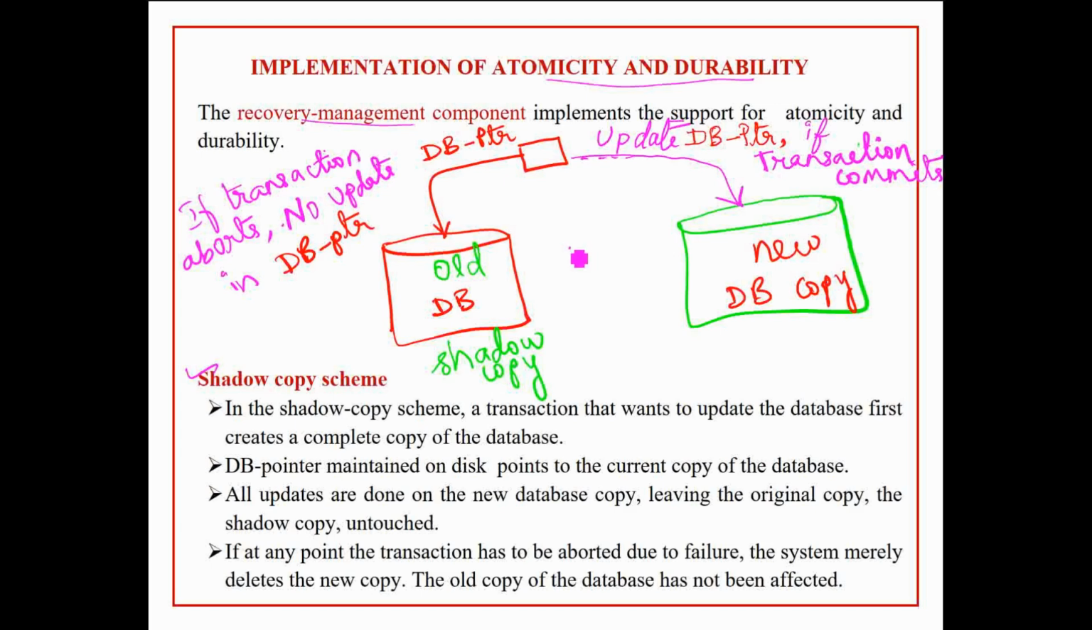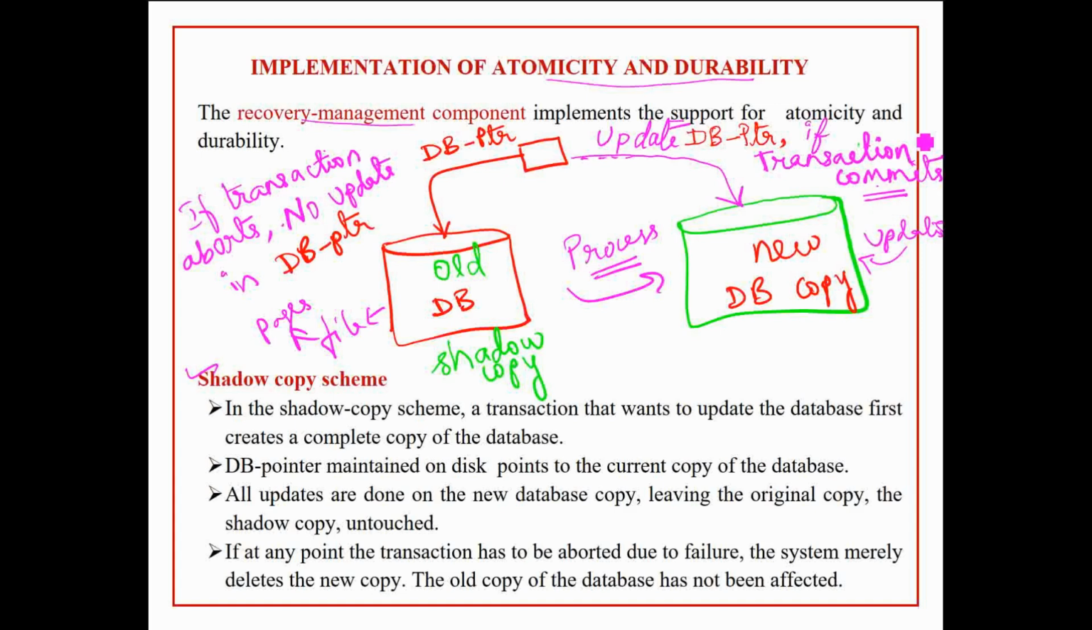Let's now discuss the process that takes place in shadow copy scheme. In shadow copy scheme, a transaction that wants to update the database first creates a complete copy of the database and makes all the updates in the new copy, leaving the old copy, that is, the shadow copy, untouched. Here remember that the database is simply a file on disk and a file can occupy a number of pages according to its size in disk. And the database pointer is pointing to the old database when updates are made in the new database copy.